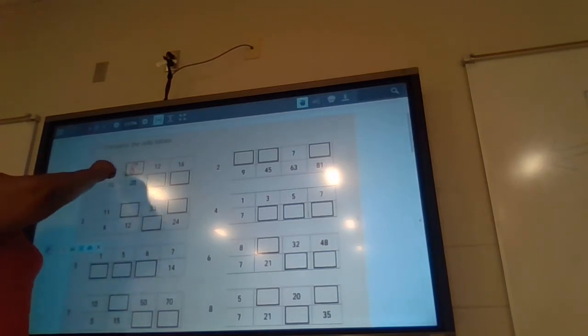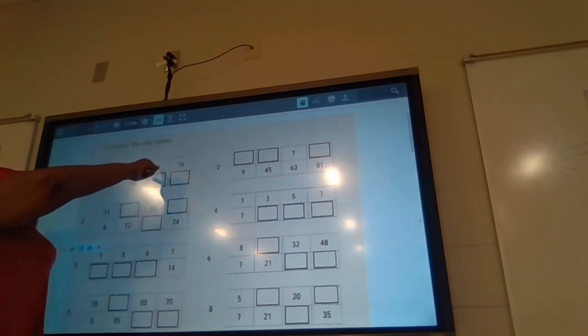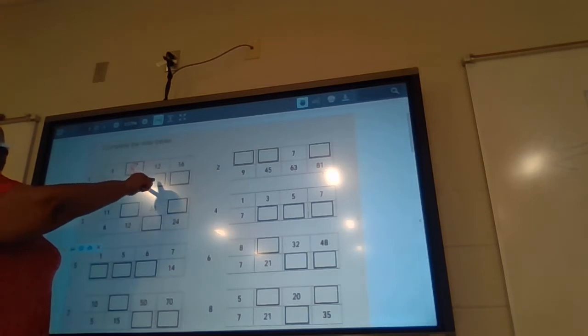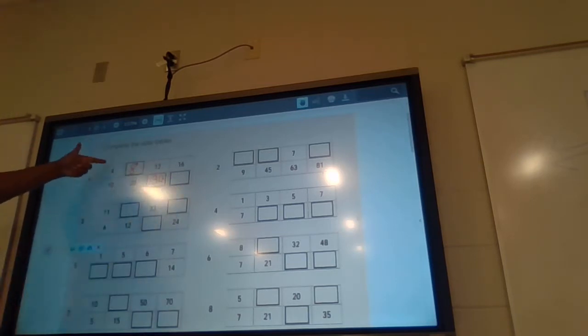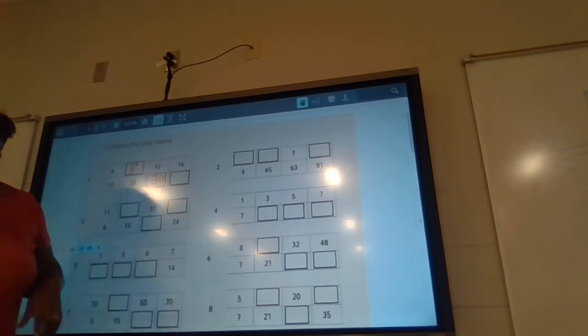Okay. 4 times what is 12? 4 times 3. So 10 times 3 is 30. These are all equivalent fractions to 4 over 10. You have to multiply the top and the bottom by the same number.